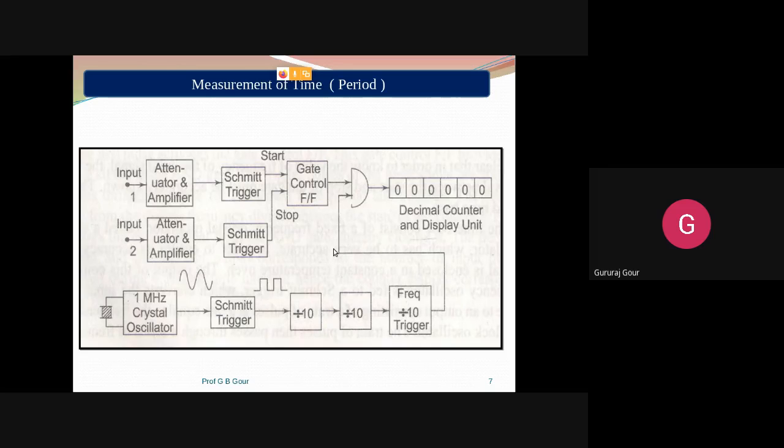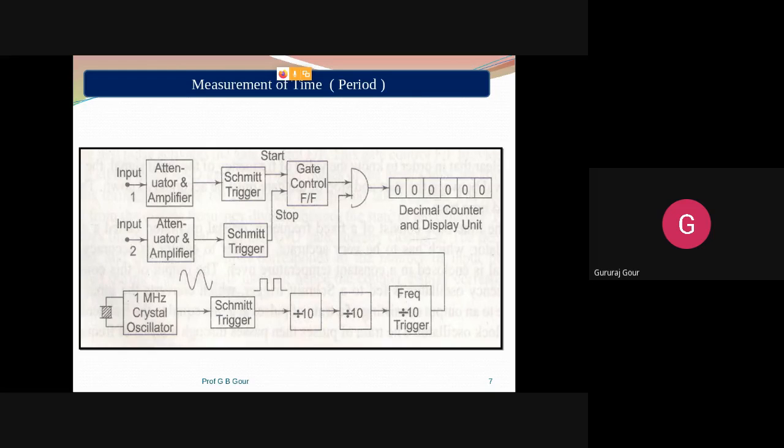So after the digital frequency meter, this is another very important device we are covering today, the digital time period meter. With the digital frequency meter, one limitation we have seen just now is that it is unable to measure high frequency. That's why we studied different techniques for extending its ability to measure high frequencies, which you have seen in the previous slides.